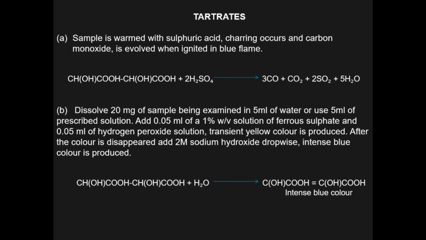In the second method, dissolve 20 mg of sample being examined in 5 ml of water or use 5 ml of prescribed solution. Add 0.05 ml of 1% weight by volume solution of ferrous sulfate and 0.05 ml of hydrogen peroxide solution. A transient yellow color is produced. After the color has disappeared, add 2 ml sodium hydroxide dropwise. An intense blue color is produced. The reaction taking place is here under.